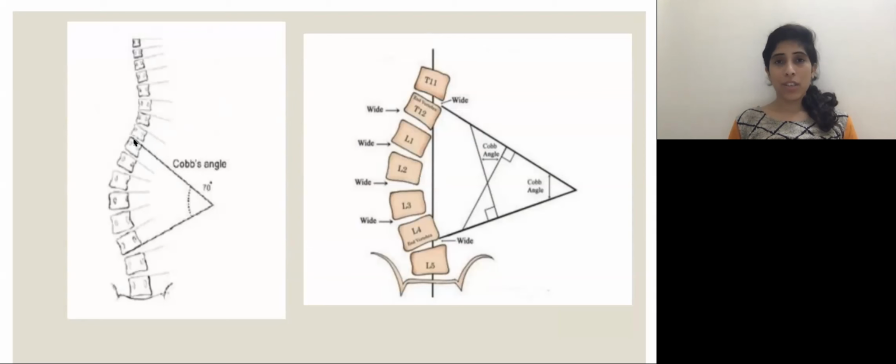A line is drawn from the upper vertebral end plate of the upper vertebra, and another line is drawn from the lower end plate of the lower vertebra, and the angle should be measured. The other method is to draw perpendicular lines from both the lower and upper vertebral lines, and then the angle between these two perpendicular lines should be measured.